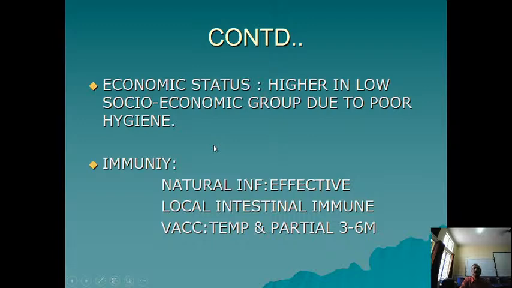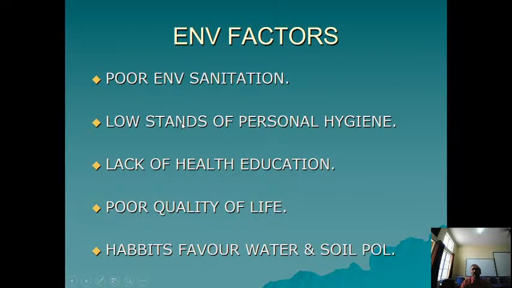Higher the socio-economic group, less will be the cases. Socio-economic poor hygiene, you will have problems. Immunity, natural infection, effective. There may be a local immunity and a general immunity. Local immunity will be formed once the person gets the bacilli in the intestine, may get a local intestinal immunity, and vaccination may result in temporary and partial immunity, or maybe longer immunity.